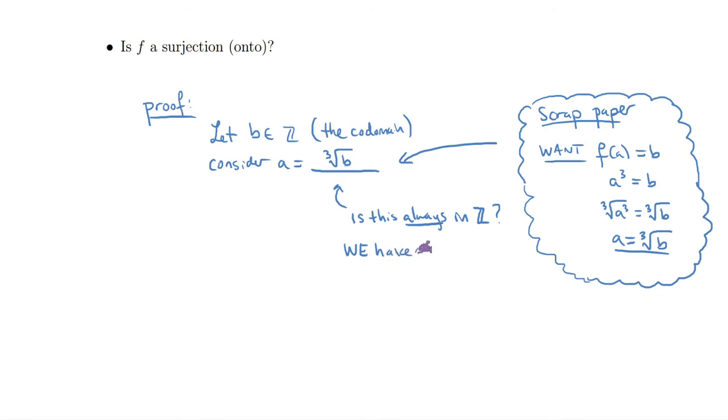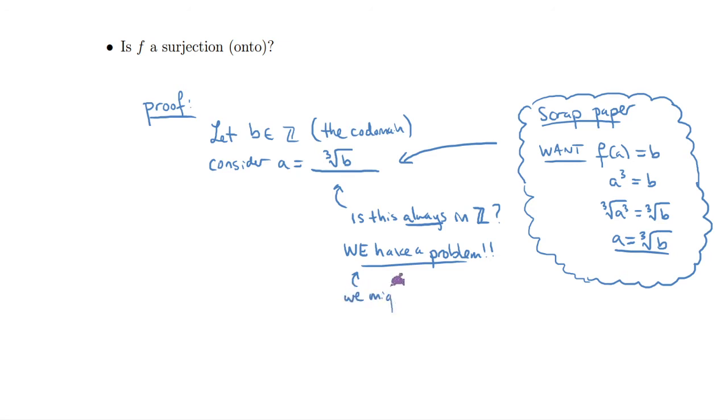We have a problem, right? Can you think of an example where that fails? One example that I'm thinking of is, what if B was, say, 2? If B was 2, then the A that we would want would be the cube root of 2. And that's definitely not an integer, right? So if we have a problem, that means we probably have a counterexample.